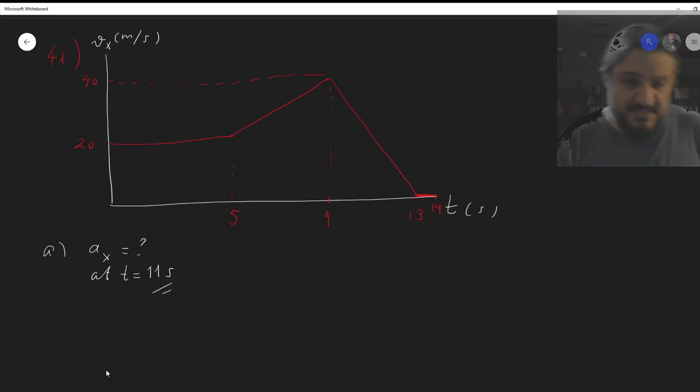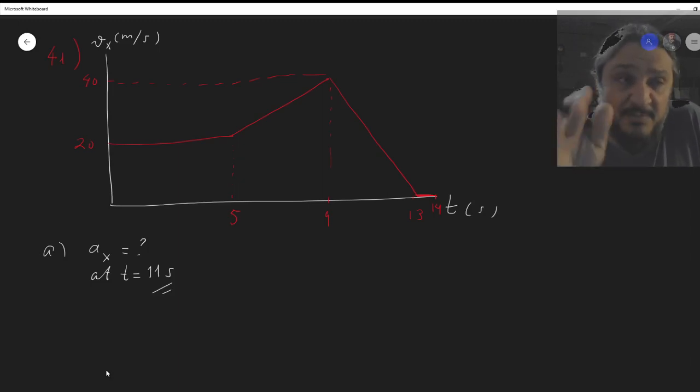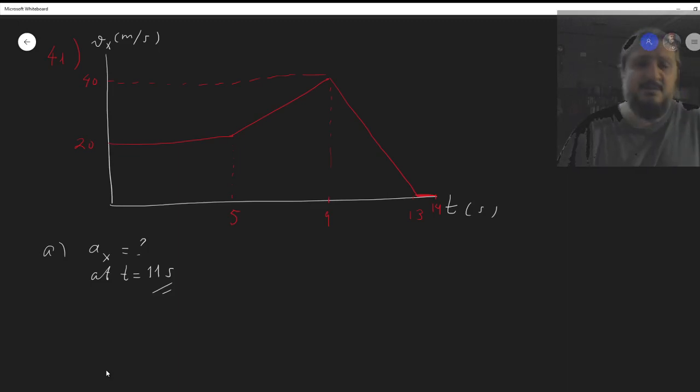Okay? See, that is picked for a reason. If they said, what is the instantaneous acceleration at t equals 5 seconds, or t equals 9 seconds, or t equals 13 seconds, that problem will be wrong from the start, okay? Why is that? Because how are you going to find the slope at a joint or a corner like this?